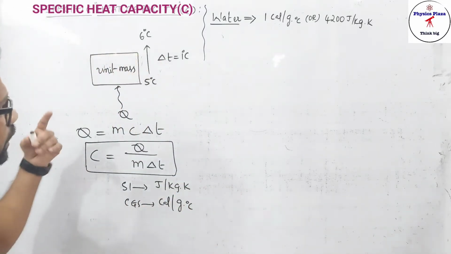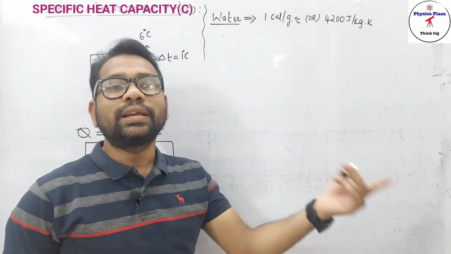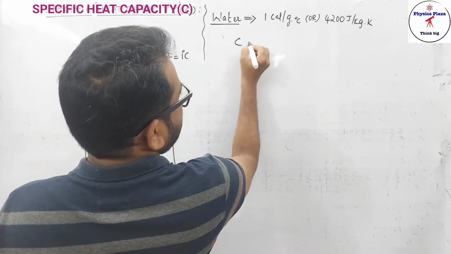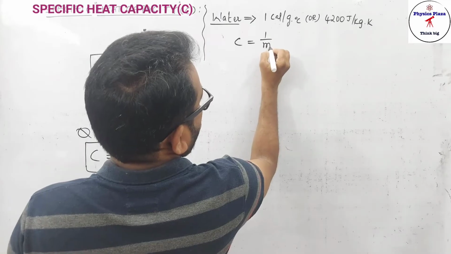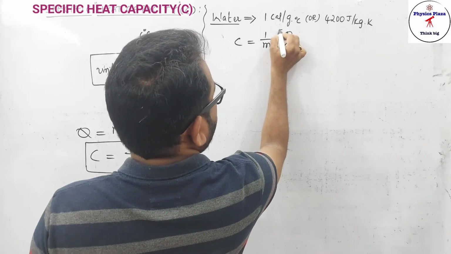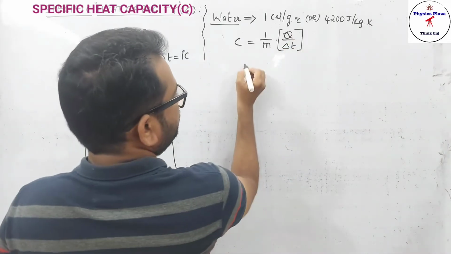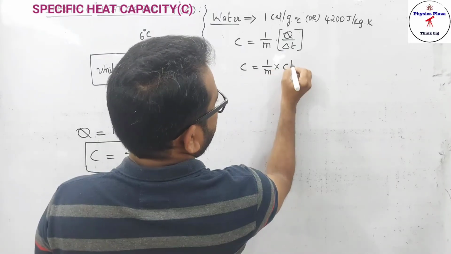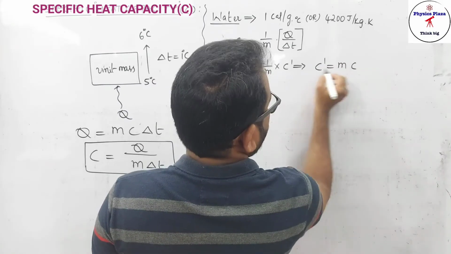And here, let us see how specific heat capacity is related to the heat capacity or thermal capacity. Children, we know that C is equal to Q by m delta T. So I will write this as 1 by m into Q by delta T. Q by delta T is nothing but the thermal capacity. So C is equal to 1 by m into C dash. From here we can write C dash is equal to m into C.